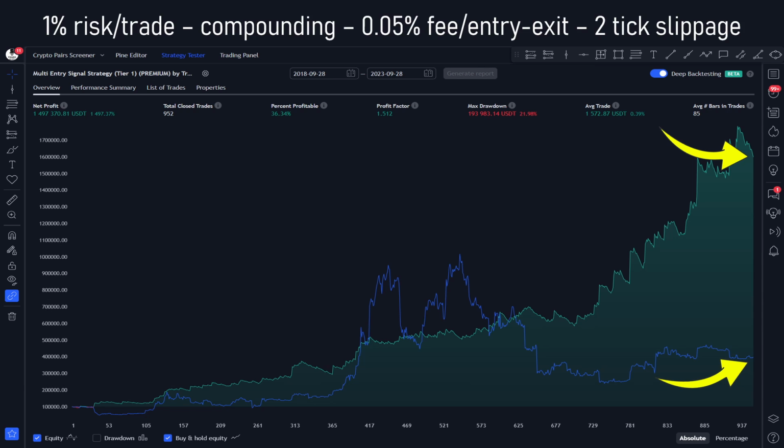But I can't say it enough, be cautious and aware of the overfitting possibility. We are not financial advisors and none of our content is financial advice.